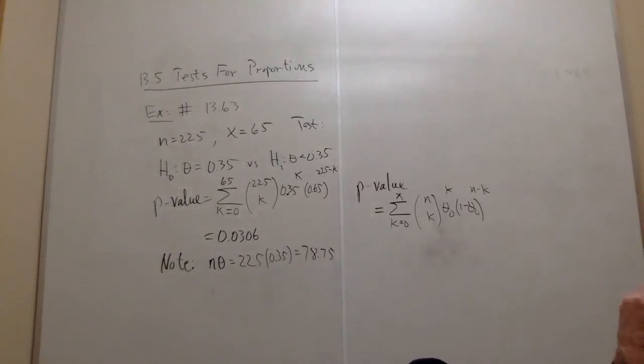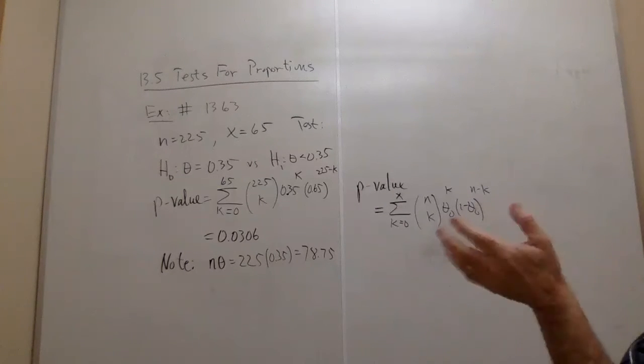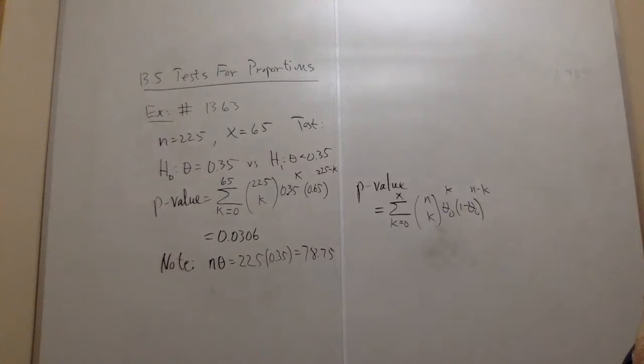All right, I've chosen problem number 63 from the book, chapter 13. If you read 63, it probably supplies a context, like what in the world are we talking about? And I really don't care here. Just want to grind through the details. So they tell us in problem 63, they sampled 225 members of the population, and they got 65 successes.